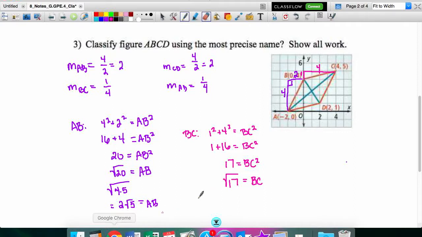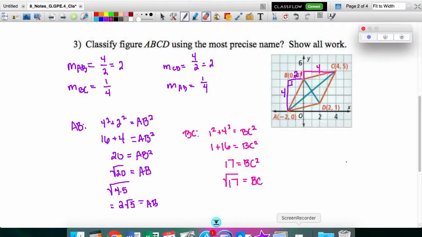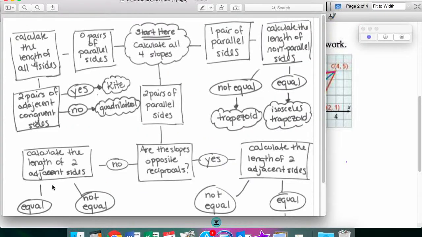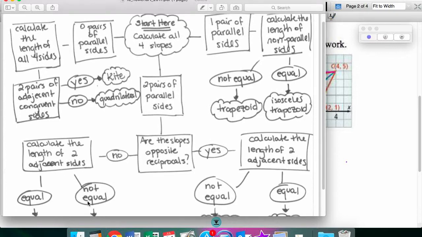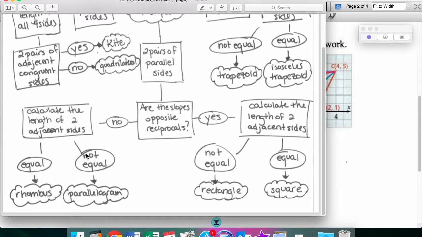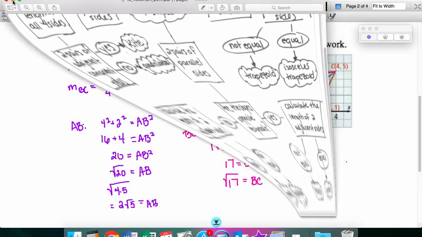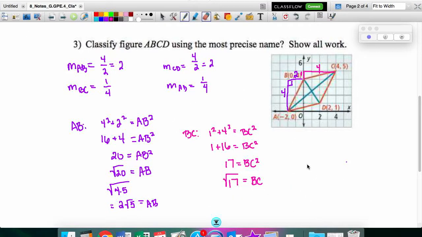So taking a look at those two lengths, I go back to my flowchart. And I see I want to check to see if the two lengths are the same. So are they equal or not equal? And in this case, they're not equal. And the flowchart tells me that this is a parallelogram. So that's my answer.